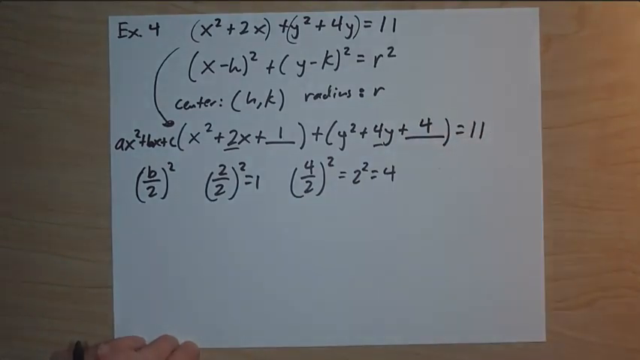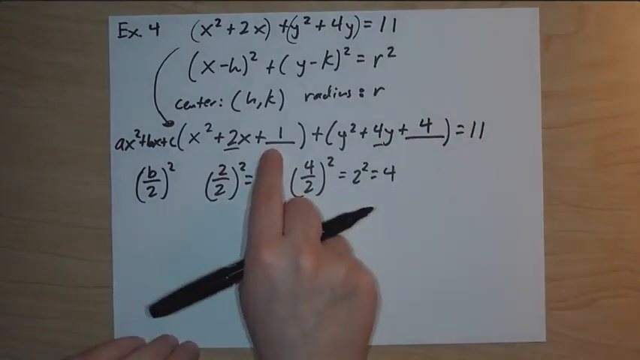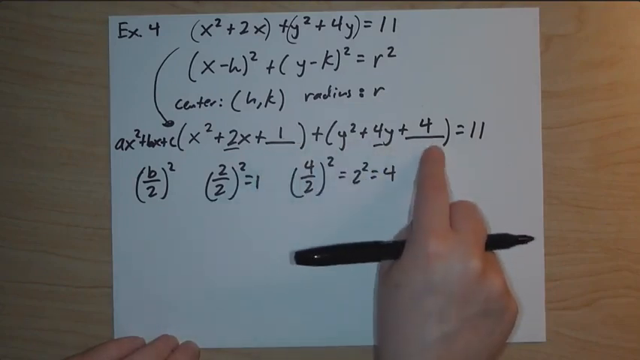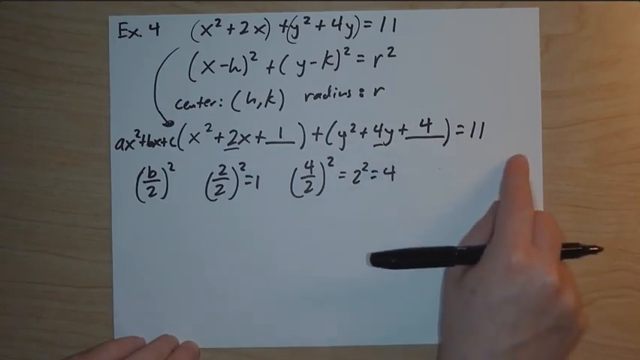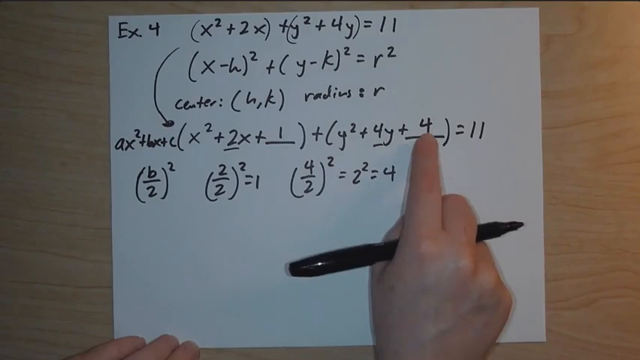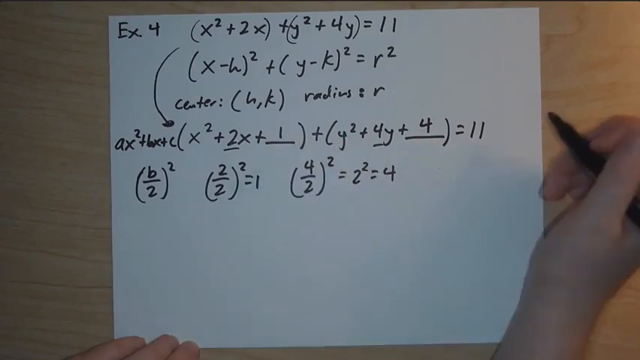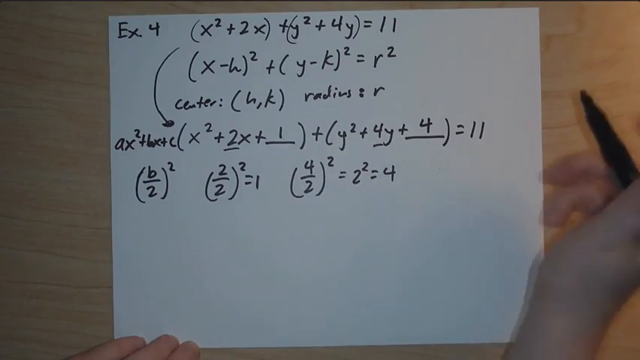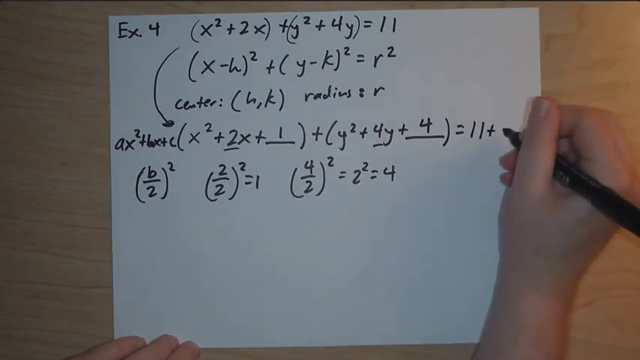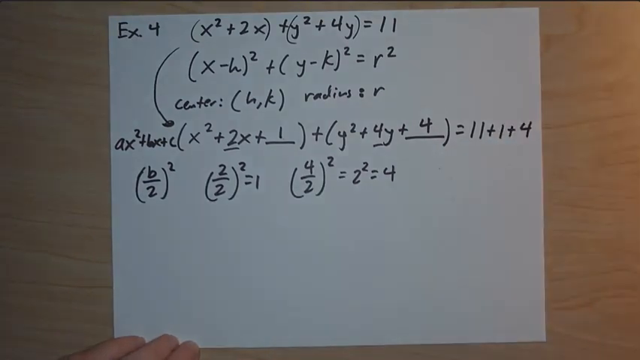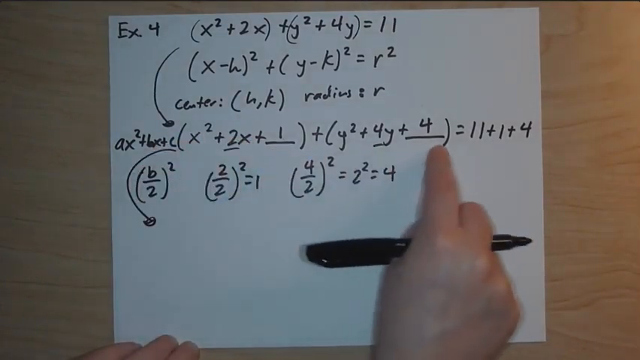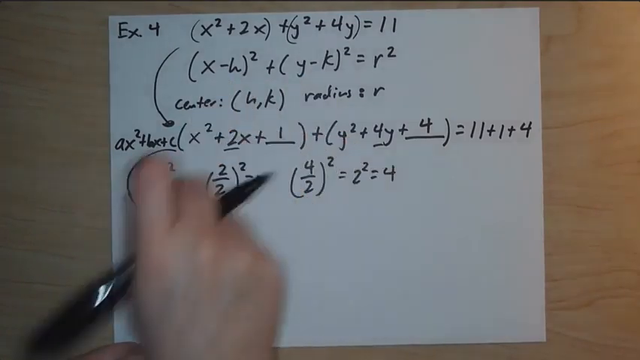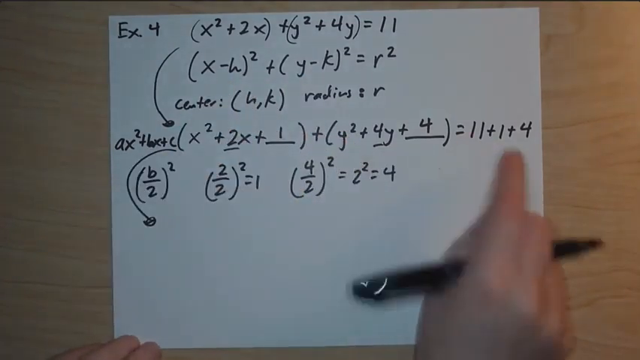Now before we move on, we need to realize that we've added two numbers to our left-hand side. And when you have an equation, when you have an equal sign, you need to make sure that the left-hand side is the same as the right-hand side. So if we added 4 and 1 to the left-hand side, we need to add 4 and 1 to the right-hand side as well so that they remain equal. Alright, so now that we've done that, we're going to factor our polynomials. They should give us perfect squares, and then we'll add to the right-hand side.